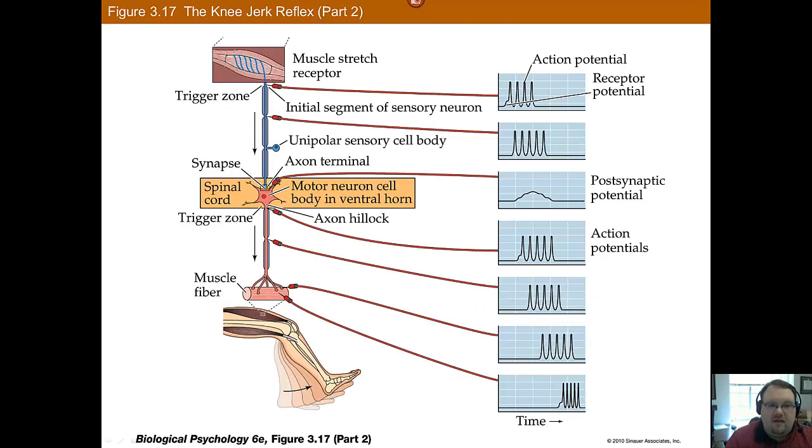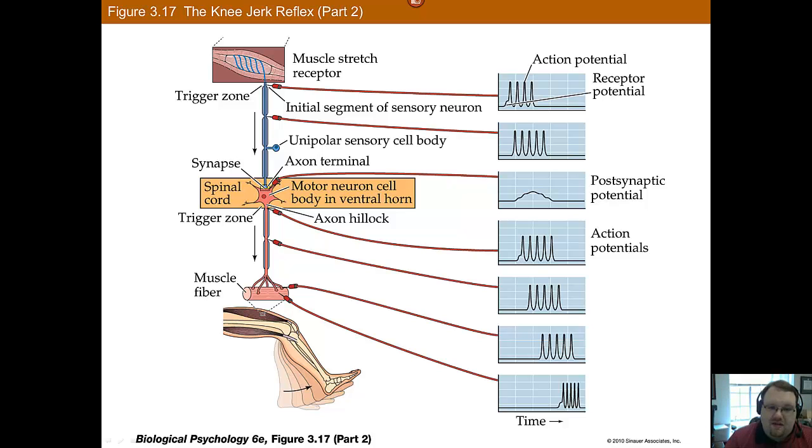So as you can see here, when the patellar tendon is contacted, it activates the muscle stretch receptors, and we'll talk about the stretch receptors later, and the quadricep muscle. And this sensory neuron then sends the information to the spinal cord, at which point it synapses with a motor neuron. This causes the motor neuron to fire, which then contacts the muscle fiber, leading the leg to jump.